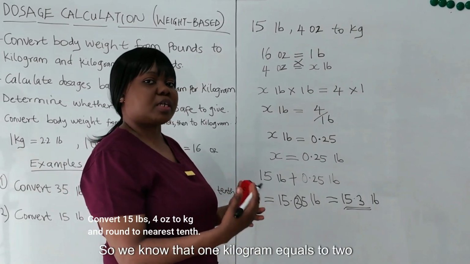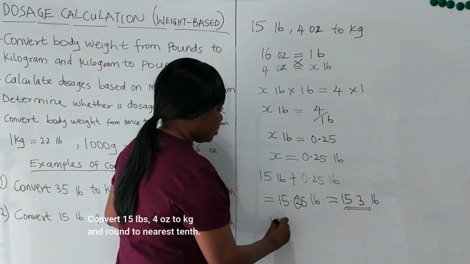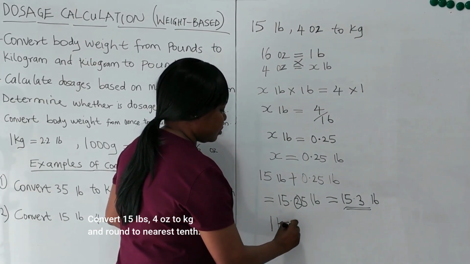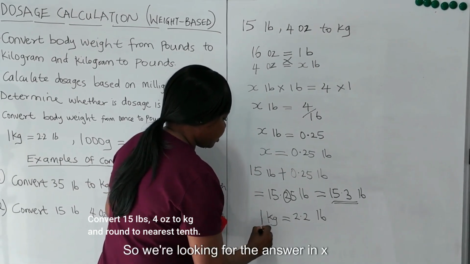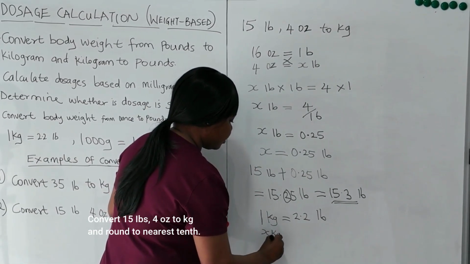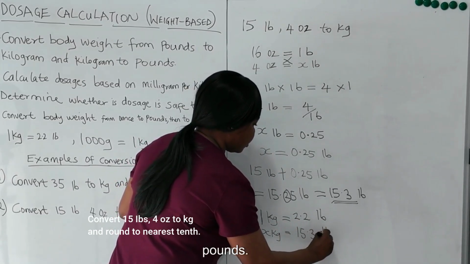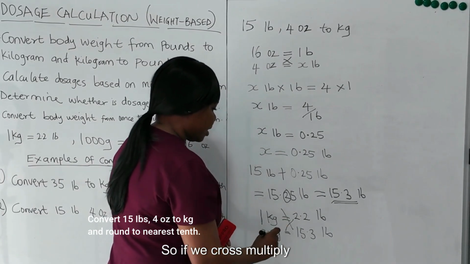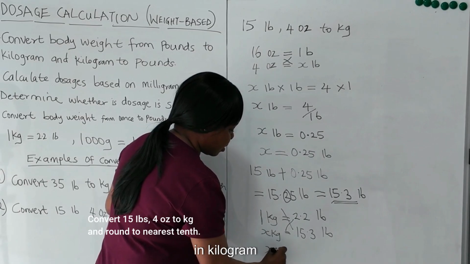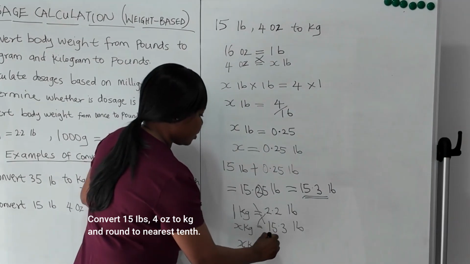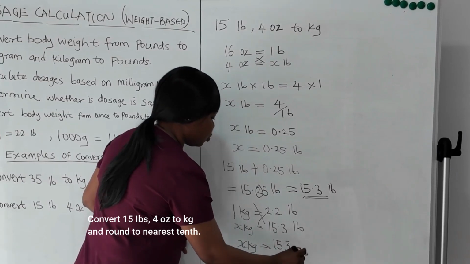So we know that 1 kilogram equals 2.2 pounds. So 1 kilogram equals 2.2 pounds. We're looking for the answer in S kilogram, and we already have 15.3 pounds. So if we cross multiply, our S in kilogram will equal 15.3 divided by 2.2.